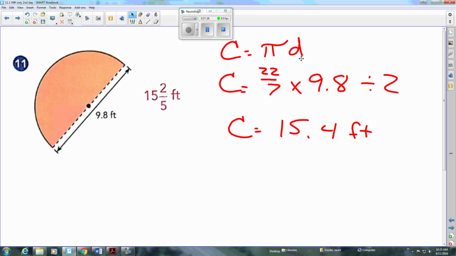9.8 is your diameter, but it's half of a circle. So at the end, you're going to have to divide by 2. So you get 22/7 times 9.8 divided by 2. You end up with 15.4 feet, or 15 2/5.